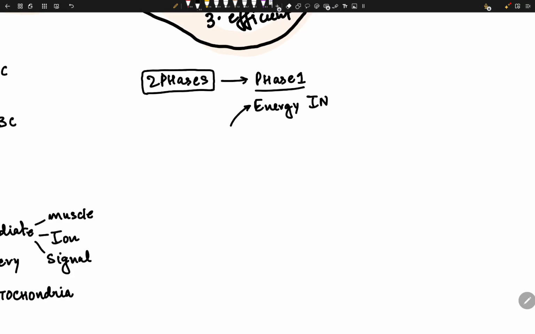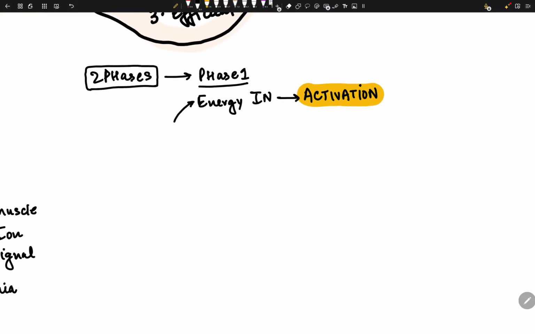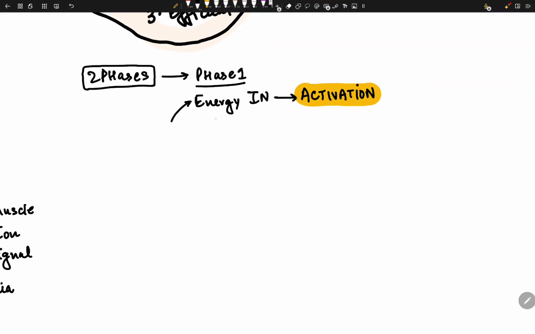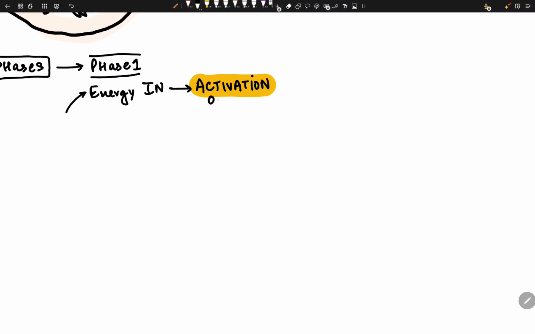So when we push the energy in, when we invest the energy, we call this phenomenon activation. So this is called activation phase, or activation simply. The cell activates the glucose. We are pushing the energy in. This is phase 1. Okay, the cell is activation of what? Of glucose.